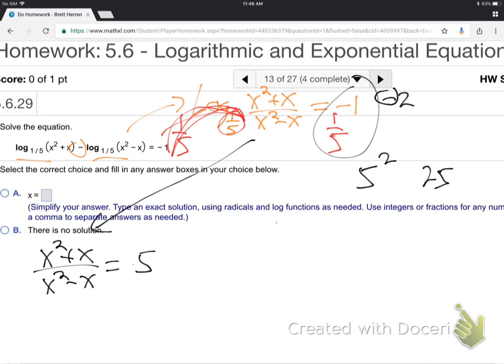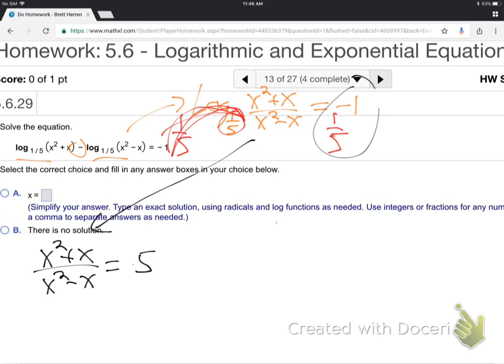So the negative part of the power does the flipping, and then whatever the other number is just the power. So it'd be 5 squared, 25. But we just had negative 1, so the negative flipped it, and then 5 to the 1 is just 5. Okay. So now, where do we go from here?